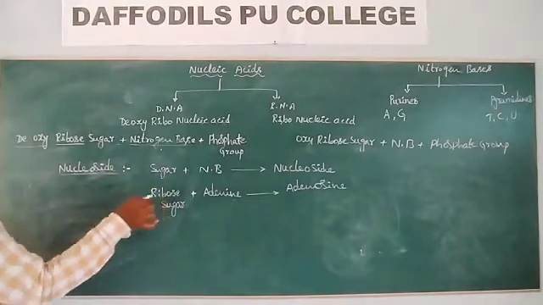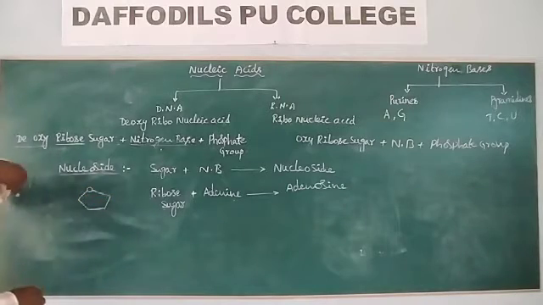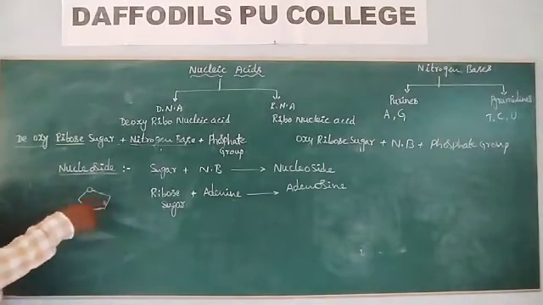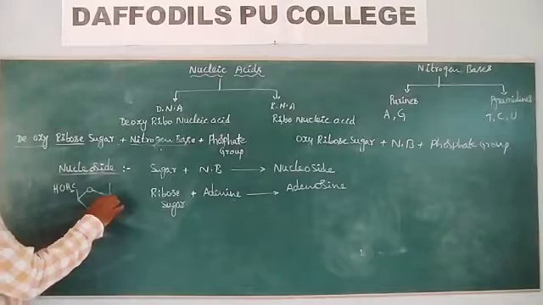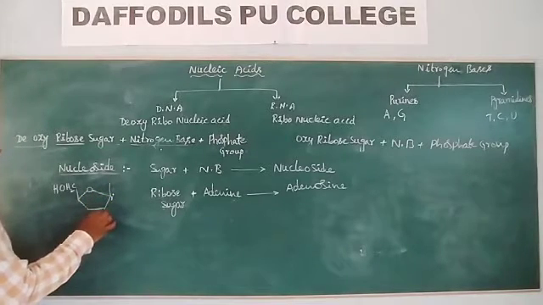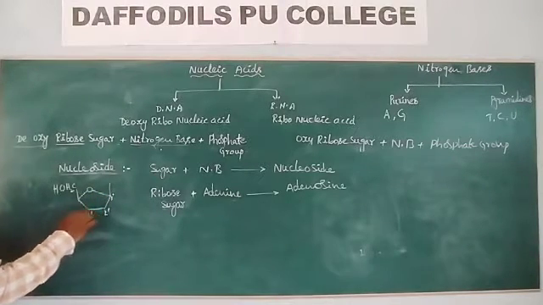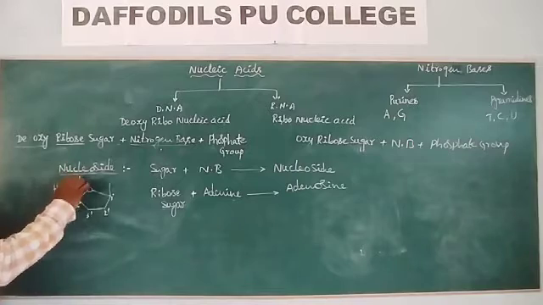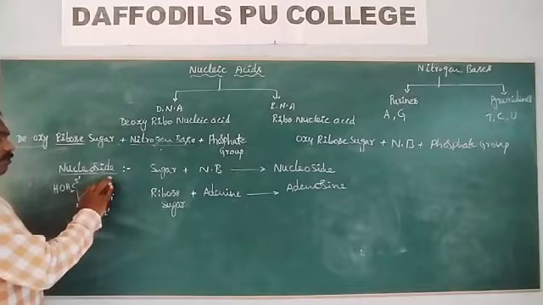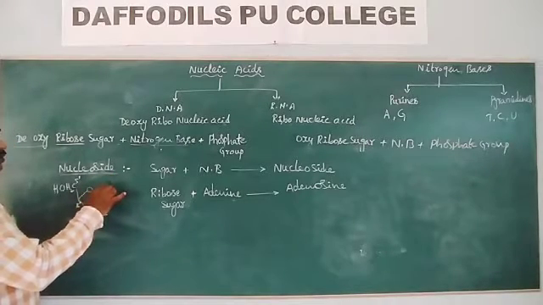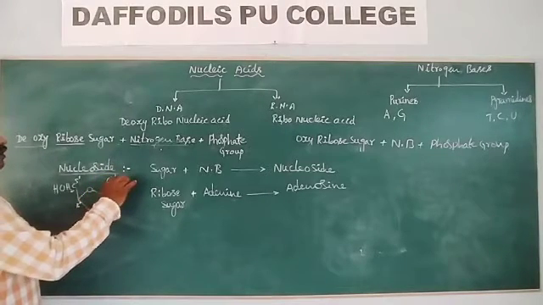Now I am showing this adenosine in the form of its structure. This is the sugar; I am not going to represent all the groups present with it. This is a ribose sugar, and its carbons are represented with prime: 1 prime, 2 prime, 3 prime, 4 prime, 5 prime. The 1 prime carbon is bonded with the adenine nitrogen base.